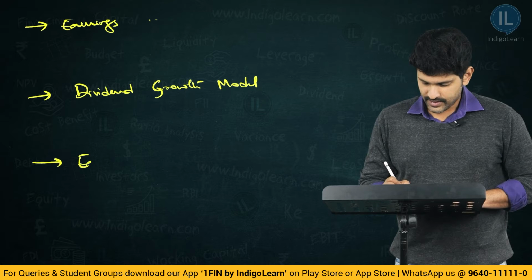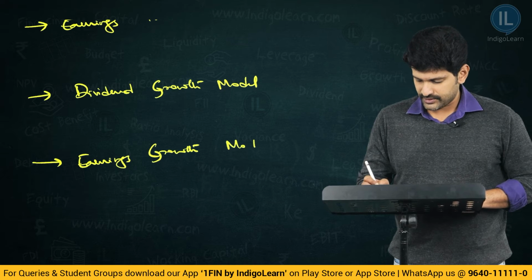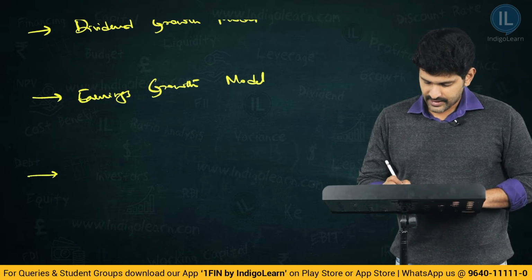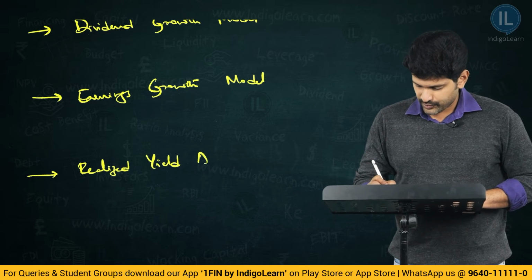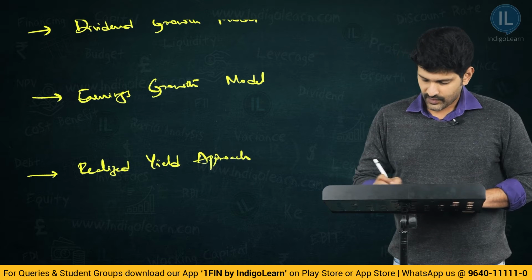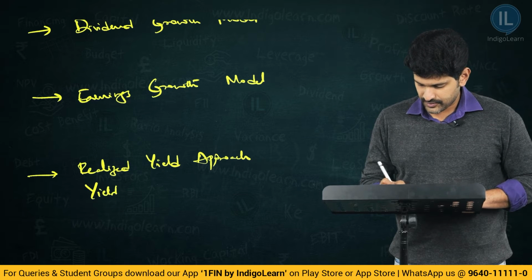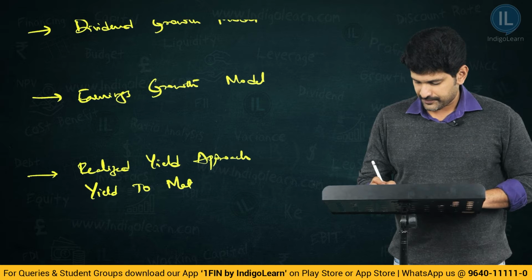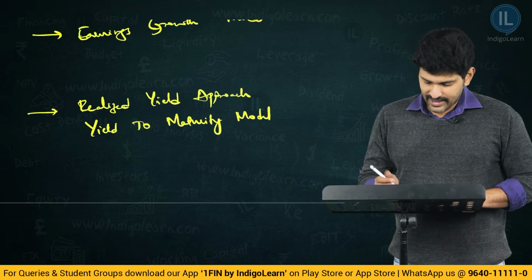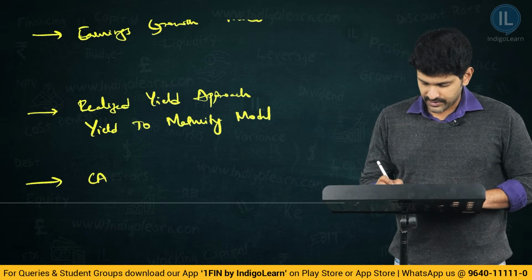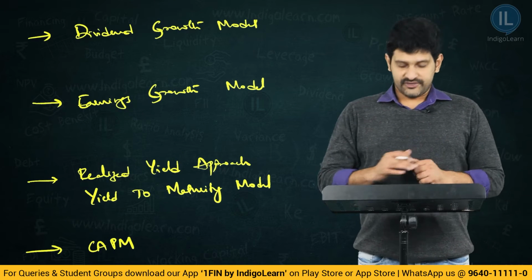Then next will be what? Same, earnings growth model. Then realized yield approach or model, or yield to maturity model. It's called YTM model in short. And lastly, CAPM model. So these are the different models, friends.